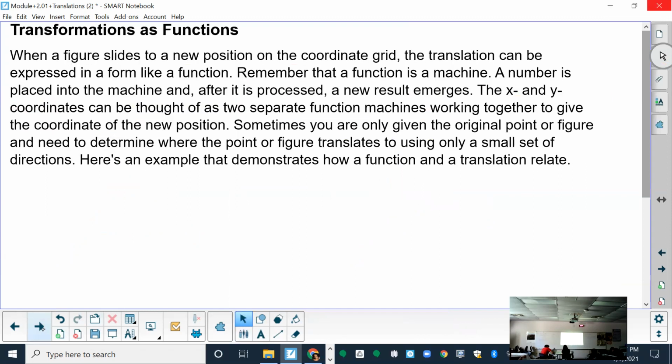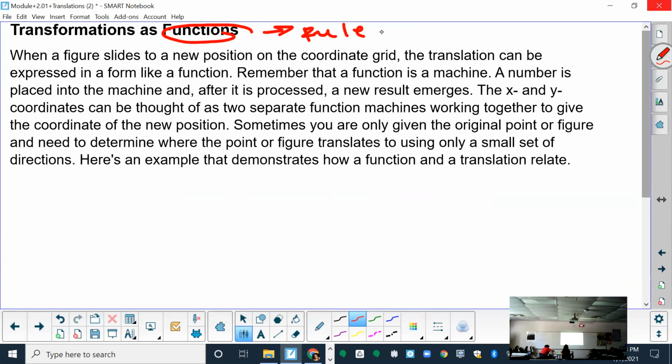Transformations as functions. So you may or may not remember functions, but I like to think of functions as rules. Like function tables, I think of them as having a rule to them. So you can think of a transformation as a function as well. Basically what this slide is saying is that functions have a specific rule to them.